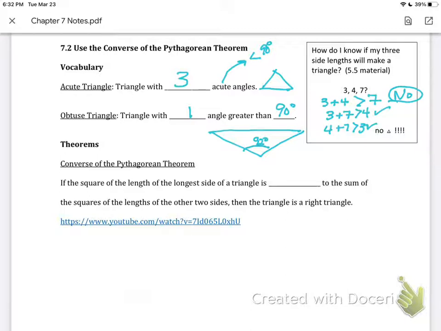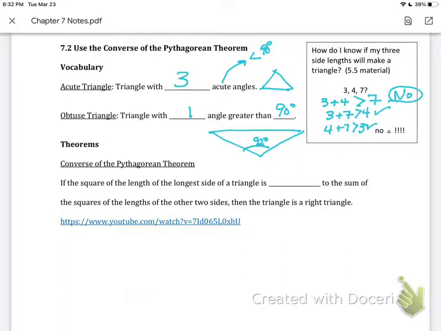Now, you might think it's odd that I'm mentioning this now since it's a 5.5 material, but we're going to revisit this because we're going to tell what kind of triangles we have, whether we have acute or obtuse triangles. And before we know what kind of triangle we have, we want to verify that we can actually make a triangle. So that's coming in just a second.